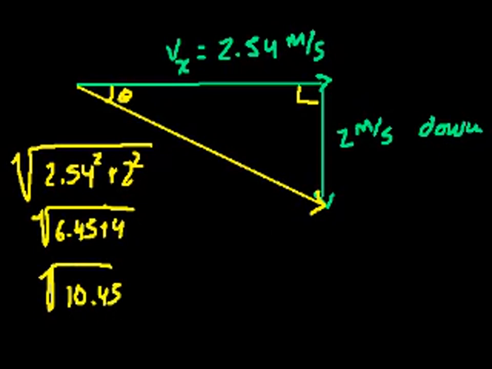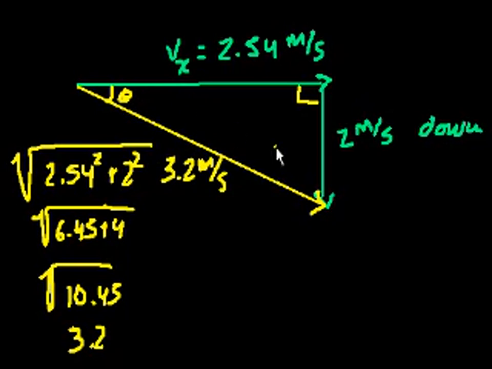So let's see, plus 4 equals 10.45, and take the square root of that. So that's 3.2, roughly. So it's the resulting velocity in this direction, whatever angle this is, 3.2 meters per second. And I just used the Pythagorean theorem. So now all we have to do is figure out the angle.